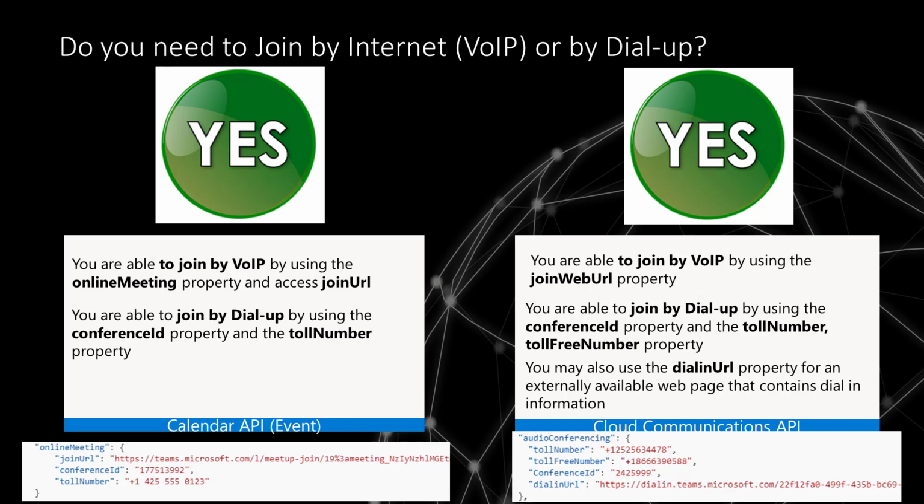The other one now, a little bit, is unhidden: do you need to join by internet, voice over IP, or by dial-up? That's what the question is being asked right here. And the answer is yes to both on this one, right? So whether you're using the Calendar API or the Cloud Communications API, you're able to join by all these means. You can definitely see the conference ID and phone number. On the Calendar API, you're actually seeing the toll number and toll-free number, on the Cloud Comm option as well, also with the ID that's provided.